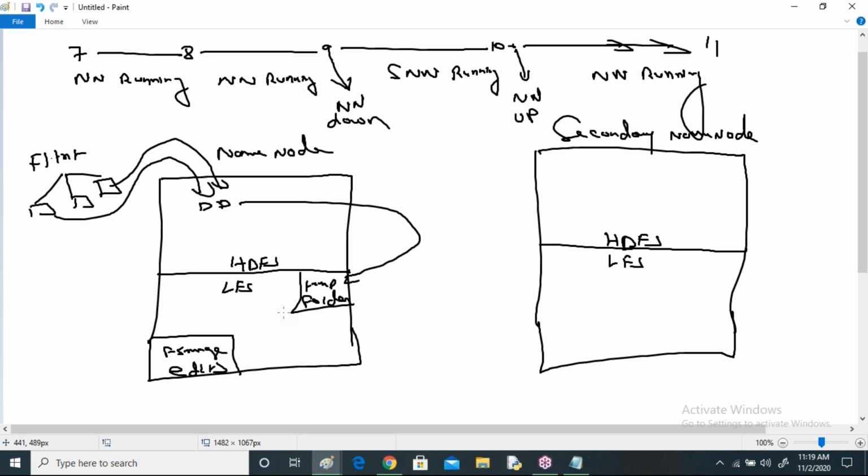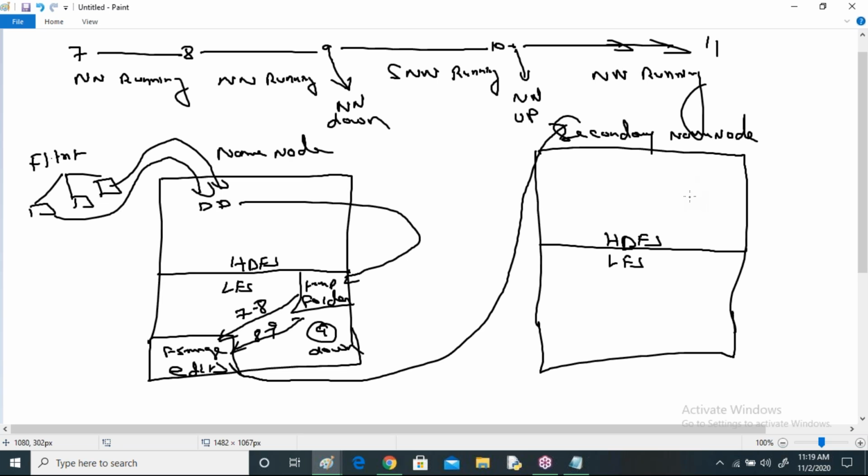From morning 7 a.m. to 8 a.m., the name node was running and the metadata information was copied into this. 8 to 9 also it was running. But at 9 o'clock it was down. So the secondary name node comes into the picture, takes whatever data is present in FS image and edits, and after that performs the processing operations. Between 9 to 10, whatever metadata is generated will be stored within the temp folder. So from 9 to 10, the secondary name node runs and stores everything within this temp folder.